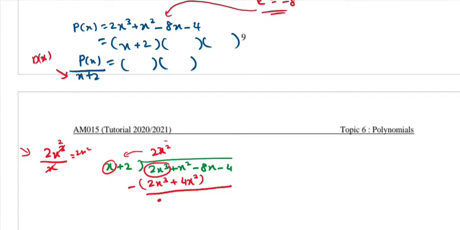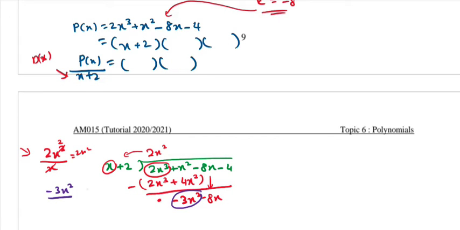So 2x cubed minus 2x cubed is 0. Looks like we are correct. Next, x squared minus 4x squared is just negative 3x squared. Then just bring that one term down. Leave minus 4 behind. Next step, we want to eliminate 3x squared.